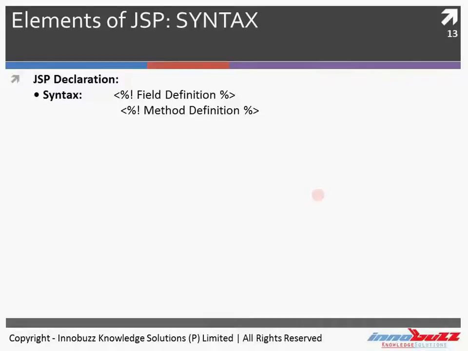So this is the syntax where we open a scriptlet. The declaration is followed by an exclamation mark and can be a field definition, where you declare variables, or we can even declare methods. All these will be declared under the JSP declaration element, and we'll see a practical demonstration further on.